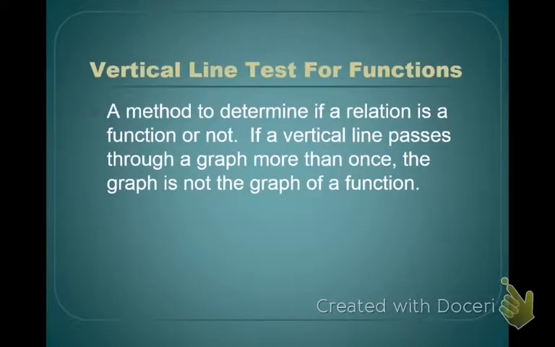All right. Now, if you happen to have the graph of a relation, then you don't have to worry about writing out and figuring out what all of the inputs and outputs are, and making sure that each input only has one output. You could do something called the vertical line test. Okay. A method to determine if a relation is a function or not. If a vertical line passes through a graph more than once, the graph is not the graph of a function. Okay? I'll explain a little bit by the definition of a function why that is the case.